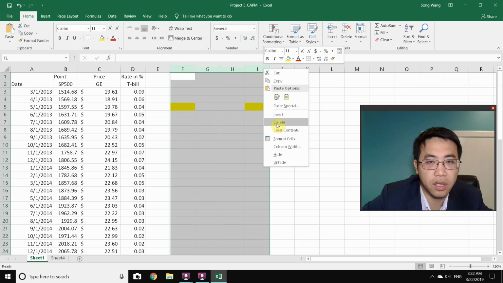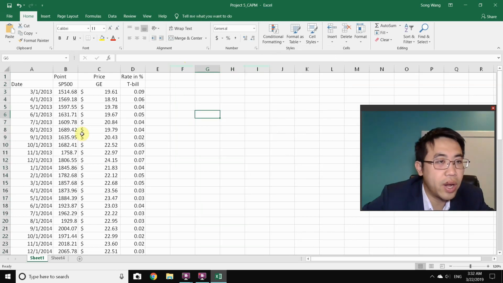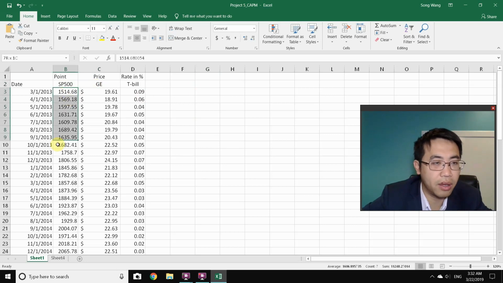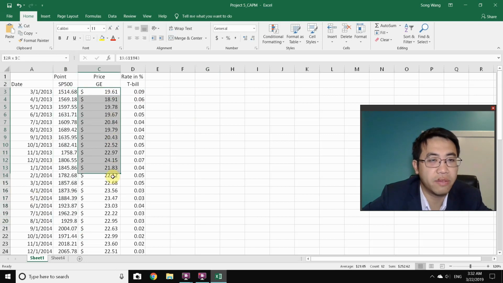So delete this column with color. So right here, I have the Standard & Poor's 500, which is basically a combination of the best 500 stocks in the U.S. market. And I have my individual stock, GE. And right here, I got the index points, which are in thousands of points, and GE is in dozens of dollars. And right here, I also get the T-bill rate.